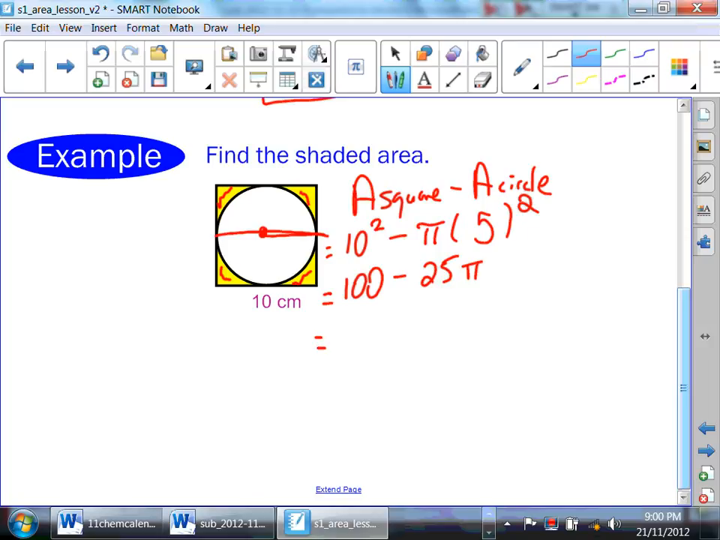So again, I'm going to use that pi button on my calculator. So shift pi times 25 is going to give me 78 point. Now I could probably do this to one decimal place at this point because it's right by the answer. So 78.5. So if I subtract that from 100, I'm going to get 21.5 centimeters squared. That's my area of the shaded area that's in yellow in the diagram. So I found the area of the square, then I subtracted the area of the circle, and what was left over was that shaded area.